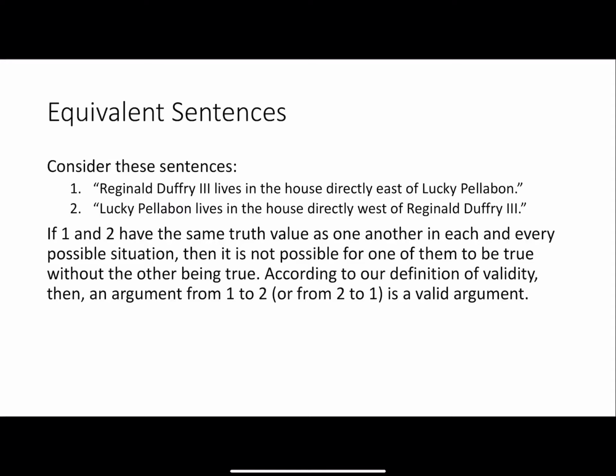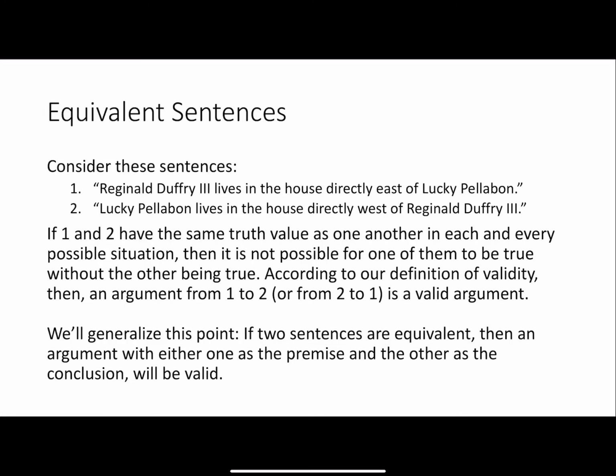If 2 is the premise, then 1 has to follow from that. So we'll generalize this point by saying that if two sentences are equivalent, then an argument with either one as the premise and the other as the conclusion will be valid.